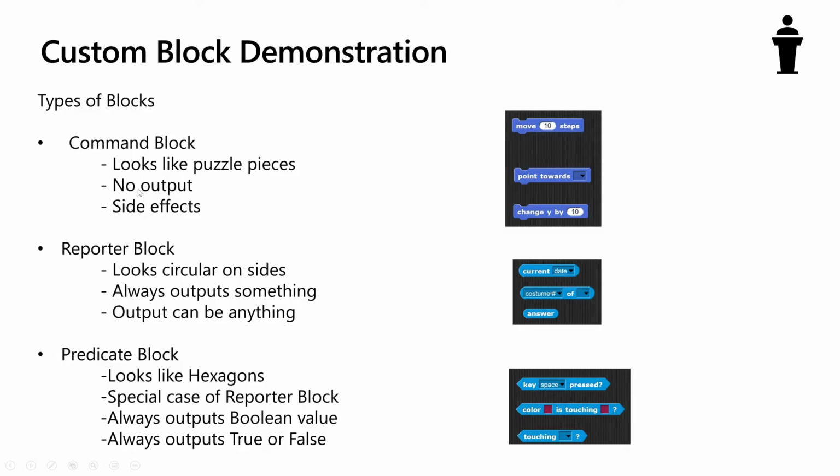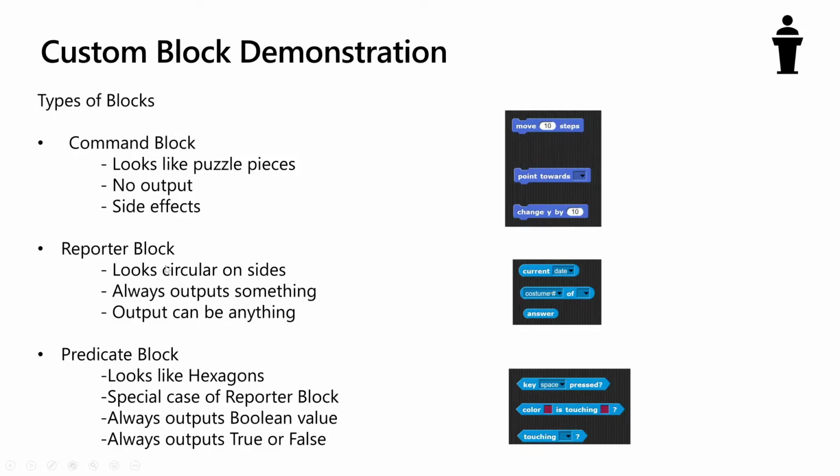So the command blocks do not have any output. If you do move 10 steps, it moves something, but it does not give an output by itself. Here the pen is doing something, so you can see the output on the stage, but it's actually a side effect of this command.